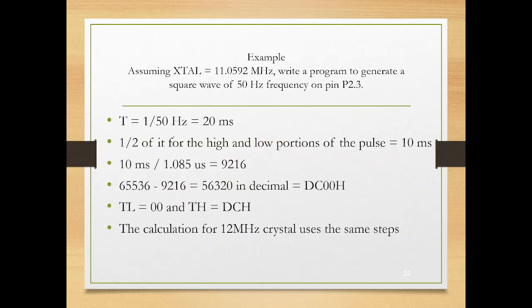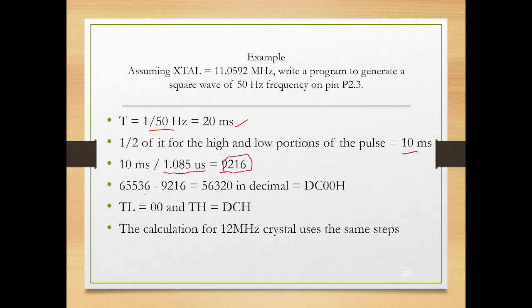Now let's calculate the timing for the frequency here. T is 1 by 50 hertz, so we get 20 milliseconds. Half of it is high and half is low, so the timing will be 10 milliseconds high and 10 milliseconds low. Now 10 milliseconds divided by the microcontroller time of 1.085 milliseconds is nothing but 9216.